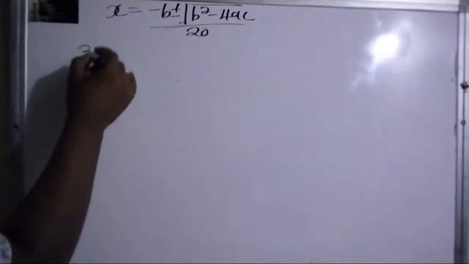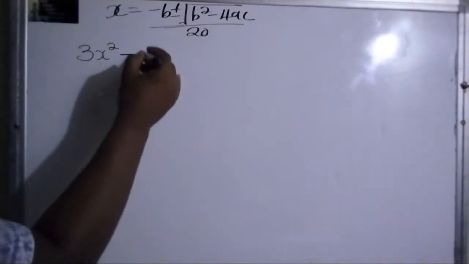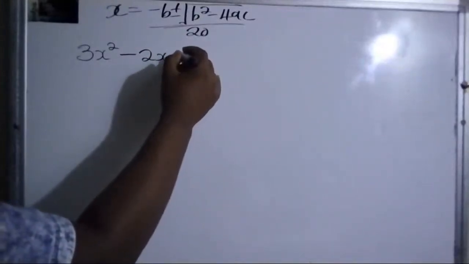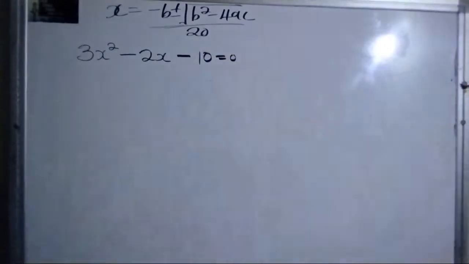Alright, so we have 3x squared minus 2x minus 10 equal 0. Let's see if you guys can match up that one. Let's go, let's go. Have your calculator, guys, because you will be required to use your calculator. Calculator is allowed because this is paper 2. Alright, let's go.